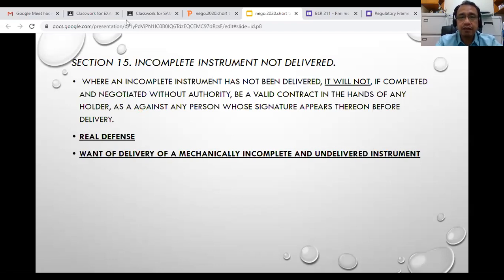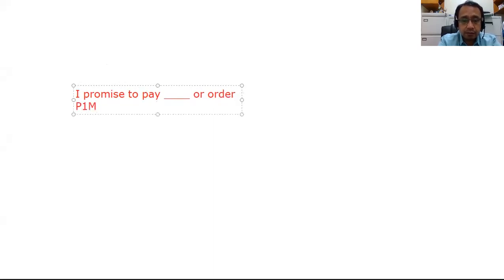So take for example the following. Take for example A here. A prepared the following promissory note: I promise to pay blank or order 1 million. Signed A. So that's the instrument. It is an incomplete instrument.